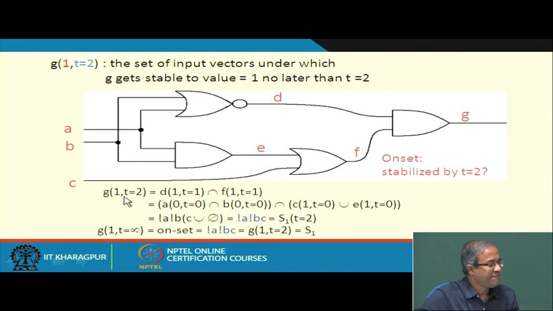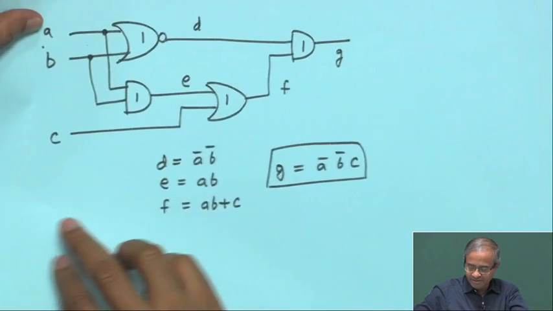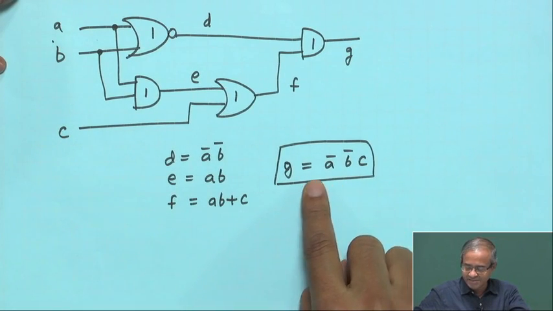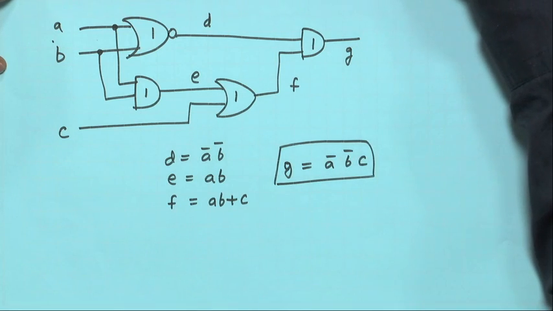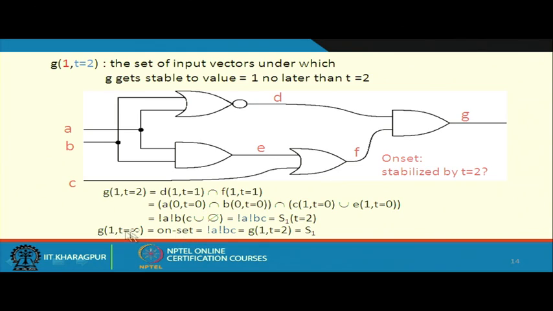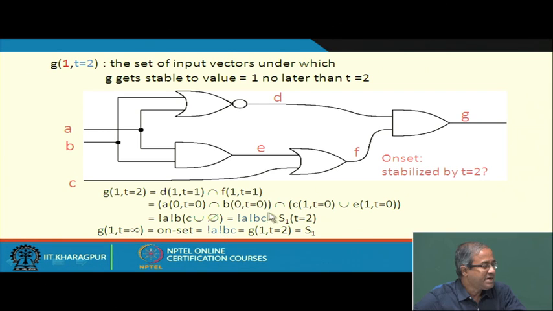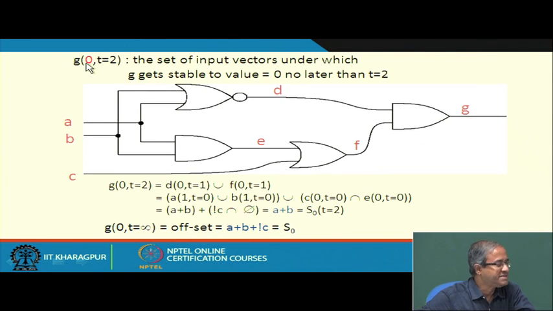Well, if we just assume t equal to infinity, that means the correct logic function, we have already seen that the function that is realized is A bar B bar C. So, this is defined as the onset for t equal to infinity. So, delay is not considered. So, we see that these two are equal. If you subtract these two, it becomes null.